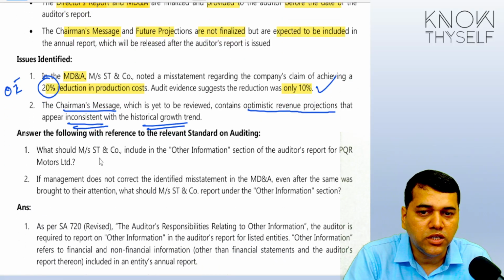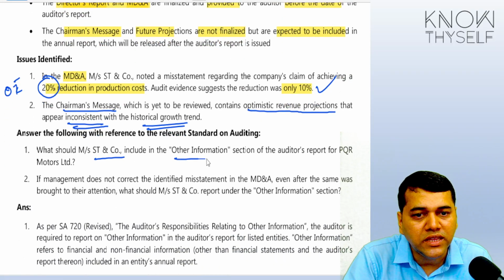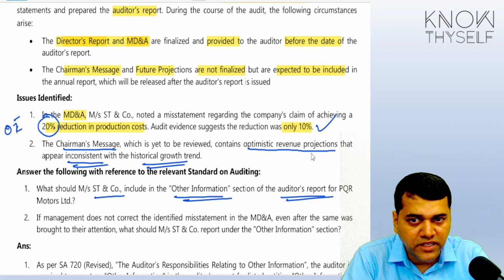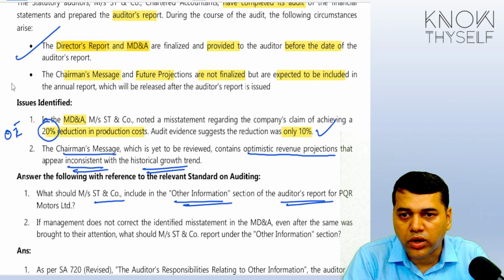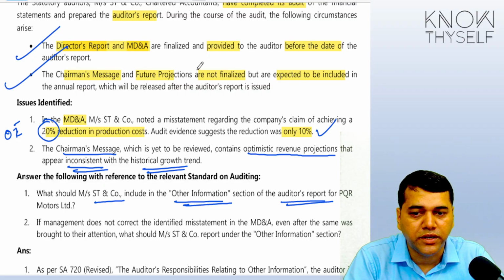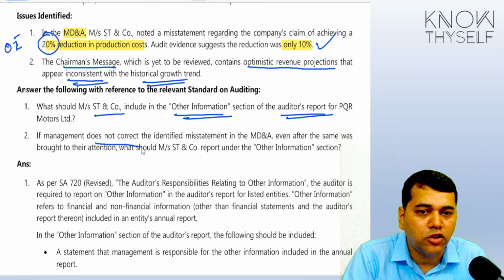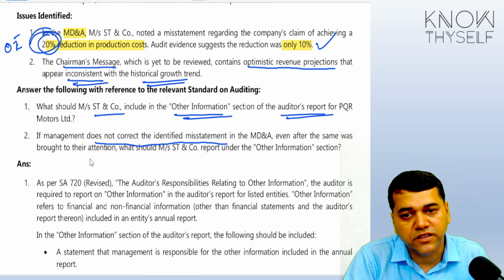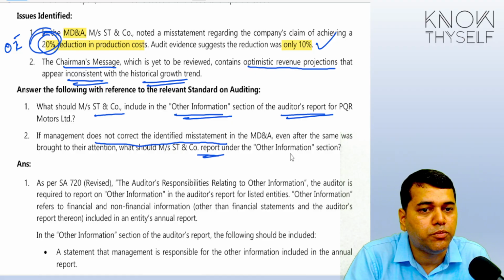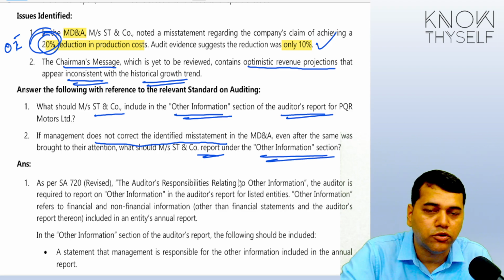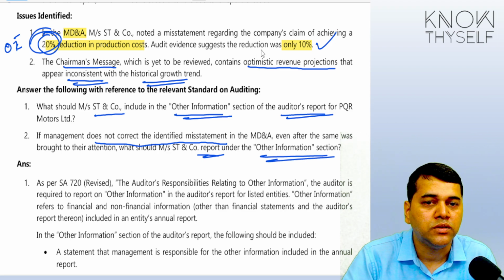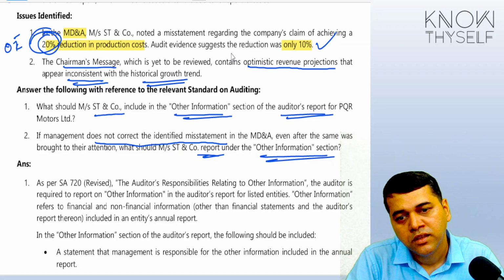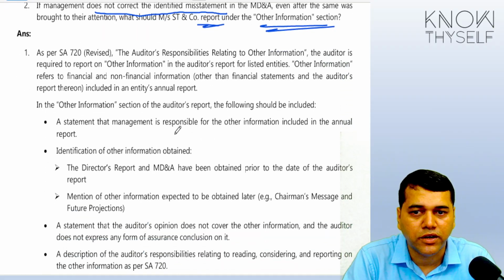Now, what should the auditor include in the other information section of the auditor's report? So, first thing, he has to include what is received and what is yet to be received. If the management does not correct the identified misstatement, this 20%, even after the same is brought to their attention, what should you report under the other information section? So, here you have to say that in the other information there is a misstatement to the extent of 10%. So, you see students, very easy if you have understood it.